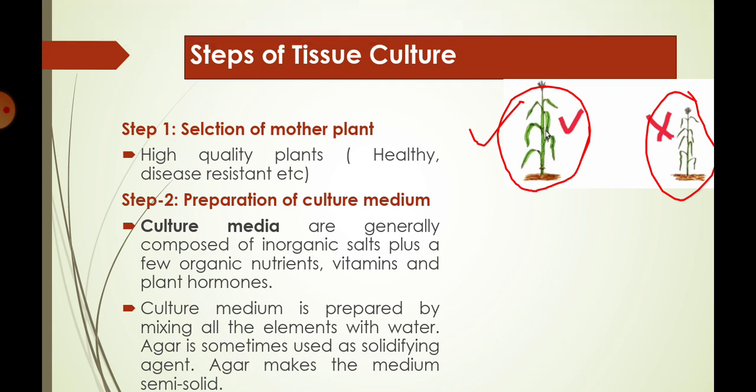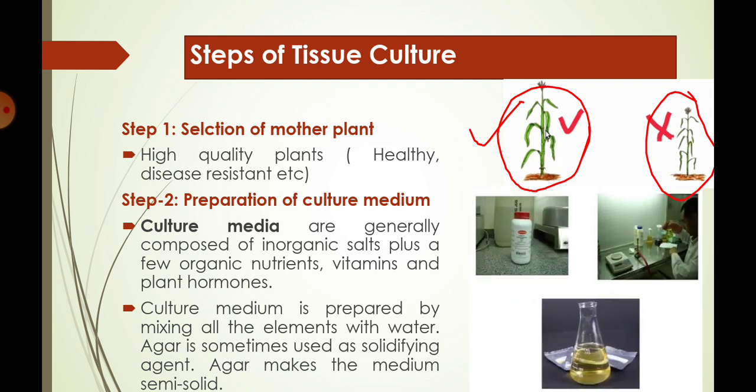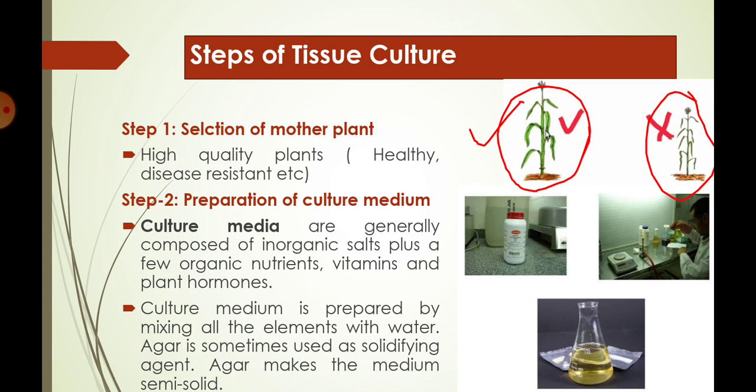Step 2 is preparation of culture medium. Culture medium is the nutrient, and culture media are generally composed of inorganic salts plus a few organic nutrients, vitamins and plant hormones. Culture medium is prepared by mixing all the elements with distilled water, and sometimes we will add agar that will make the medium semi-solid.